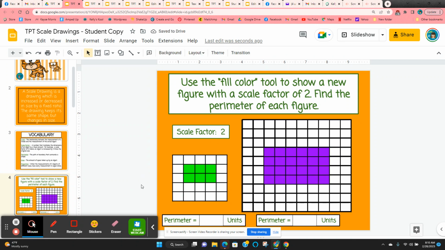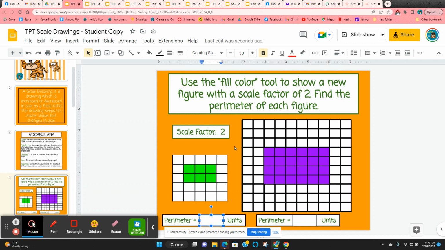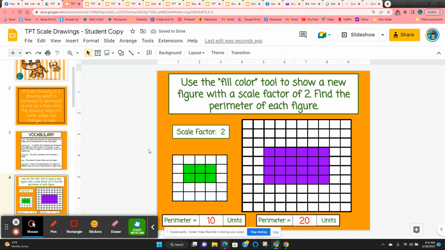And then we're going to look at the perimeter. They need to see what happens to the perimeter when they scale a drawing. It's going to be the same shape, just a different size. Now the first one, if they count the perimeter, they're going to get 10 units. The second figure, when they count the perimeter, they'll get 20 units. So they need to see that what happens to the perimeter is it's just times 2 if the scale factor is 2.